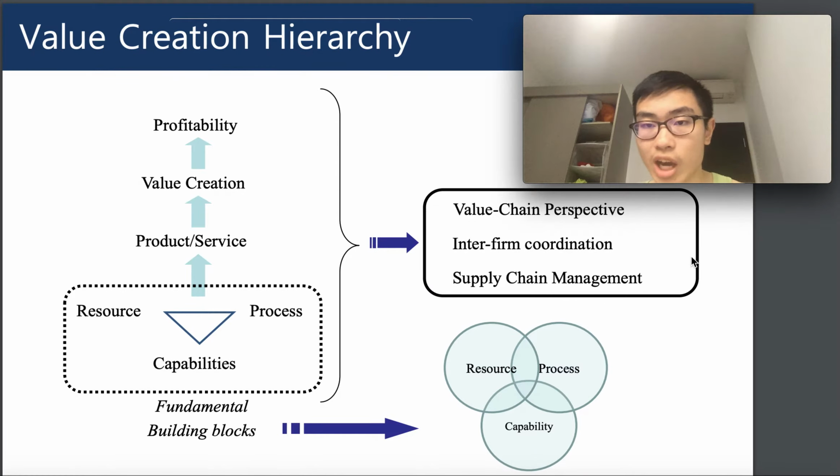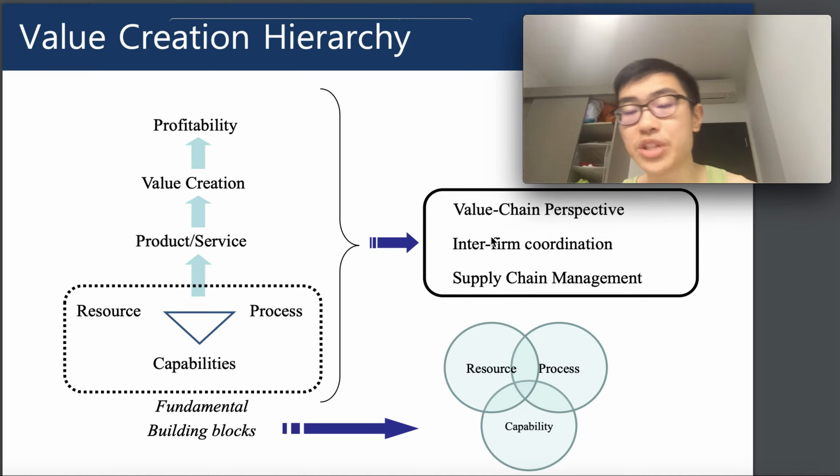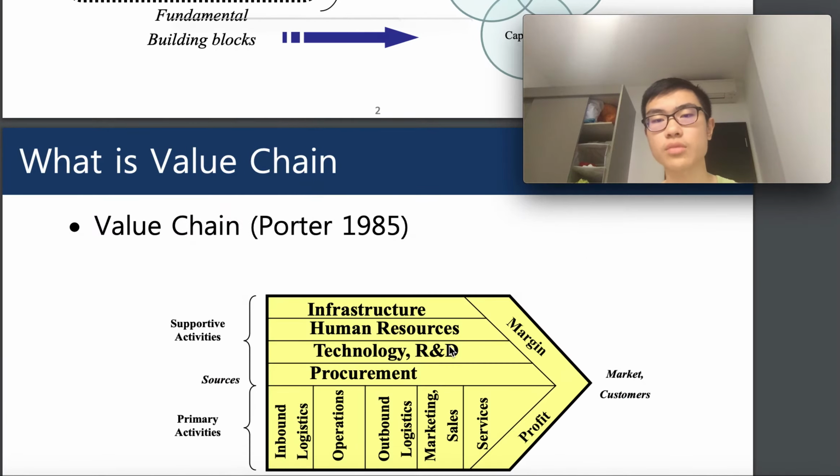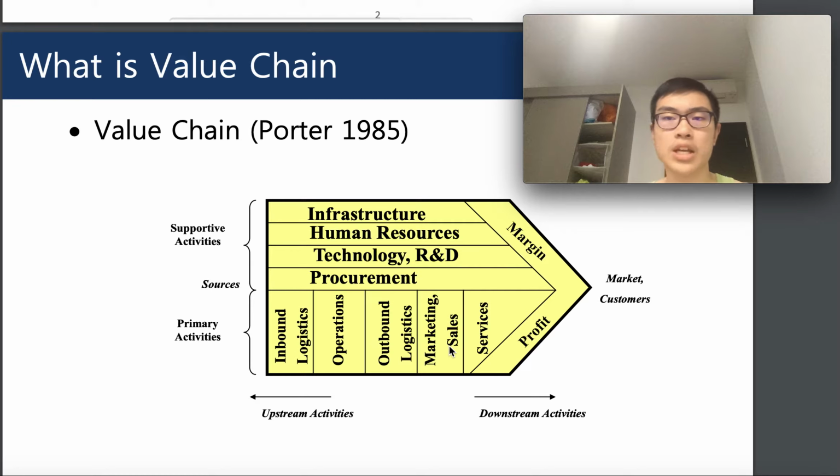And then now it comes to supply chain management. While we manage our supply chain, basically we are implementing interfirm coordination from the value chain perspective. Now, what is the value chain? The value chain was proposed by Michael Porter in 1985. The value chain here basically shows you the primary activities and the supportive activities.